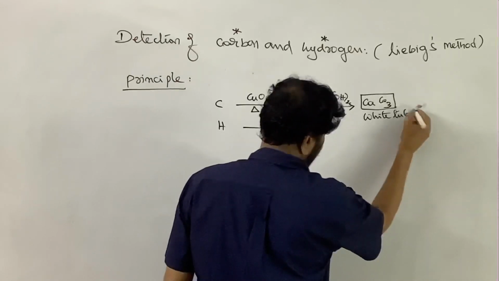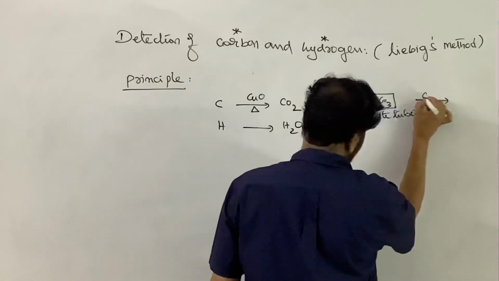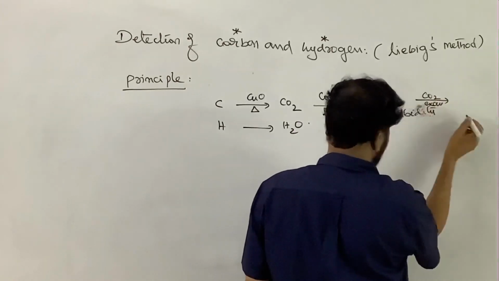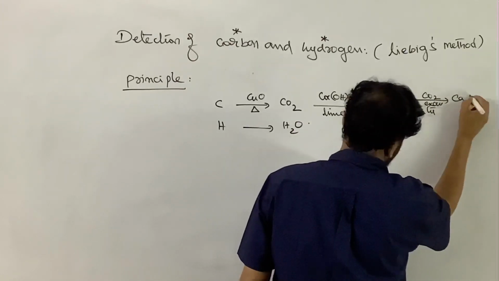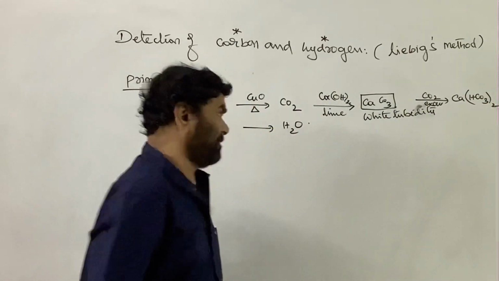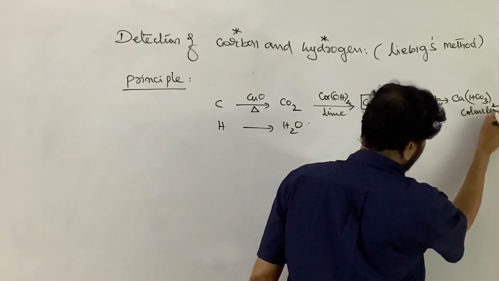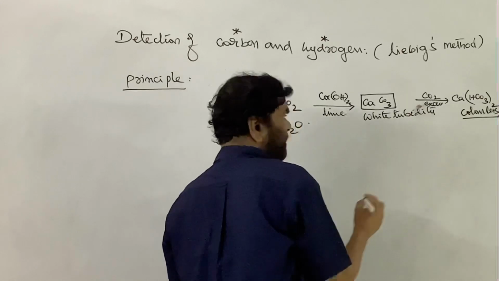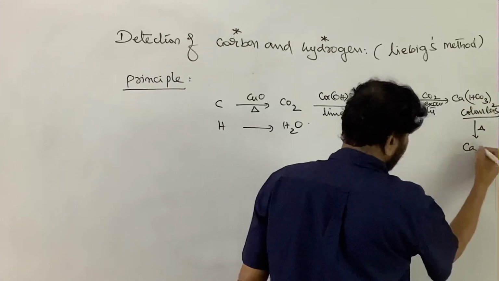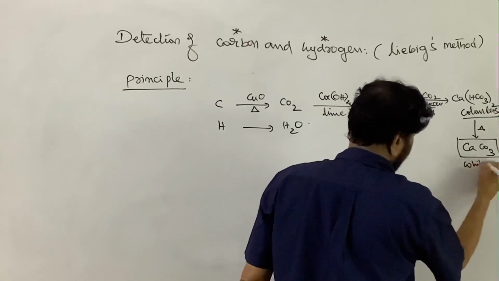White turbidity is formed. If you pass excess carbon dioxide, this calcium carbonate reacts with the carbon dioxide in the presence of water and is converted into calcium bicarbonate, which is a colorless solution. On heating, the bicarbonate is converted into calcium carbonate again, and the white turbidity reappears.